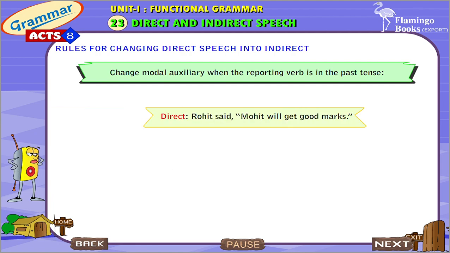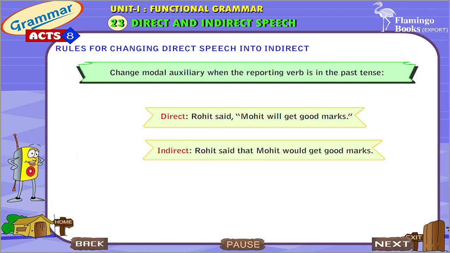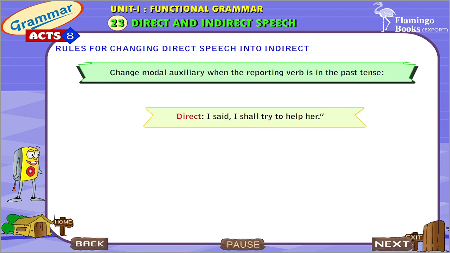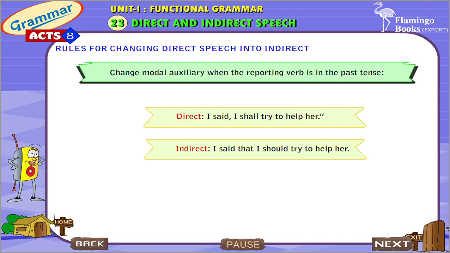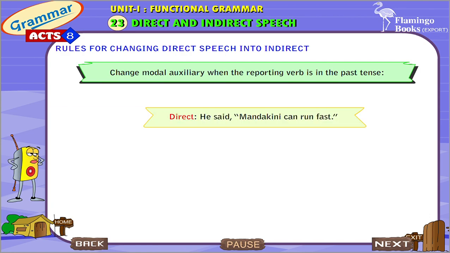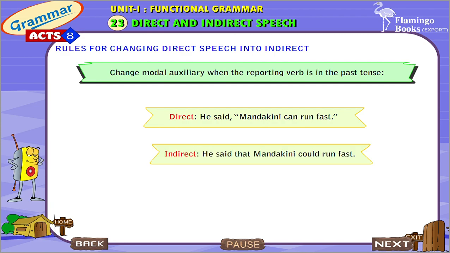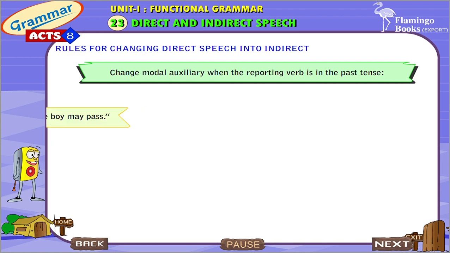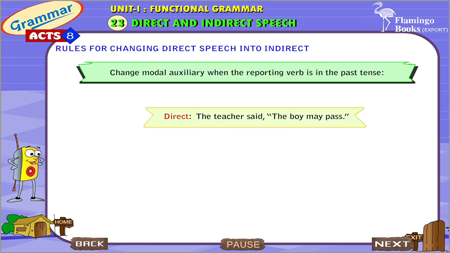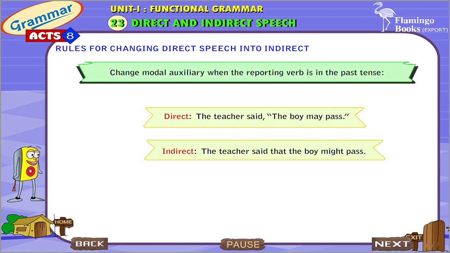Direct: Rohit said, "Mohit will get good marks." Indirect: Rohit said that Mohit would get good marks. Direct: I said, "I shall try to help her." Indirect: I said that I should try to help her. Direct: He said, "Mandakini can run fast." Indirect: He said that Mandakini could run fast. Direct: The teacher said, "The boy may pass." Indirect: The teacher said that the boy might pass.